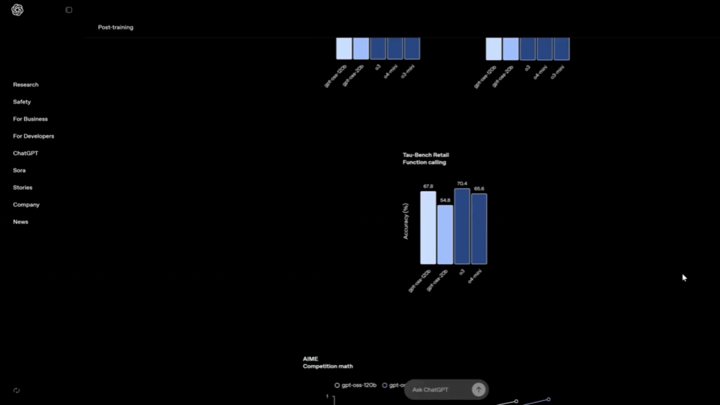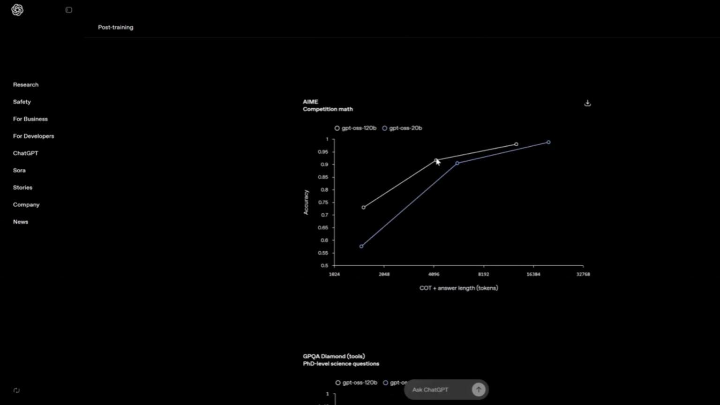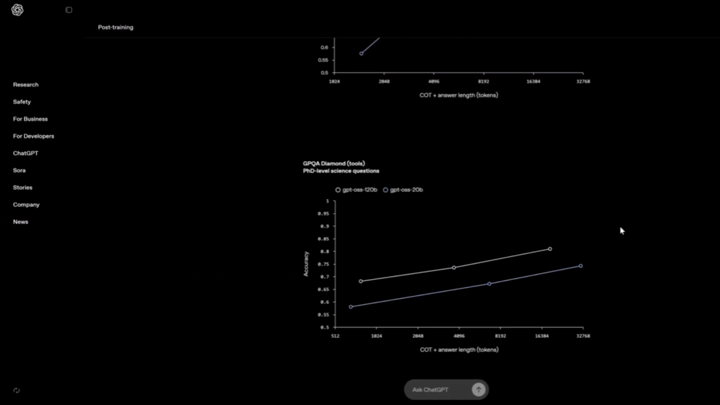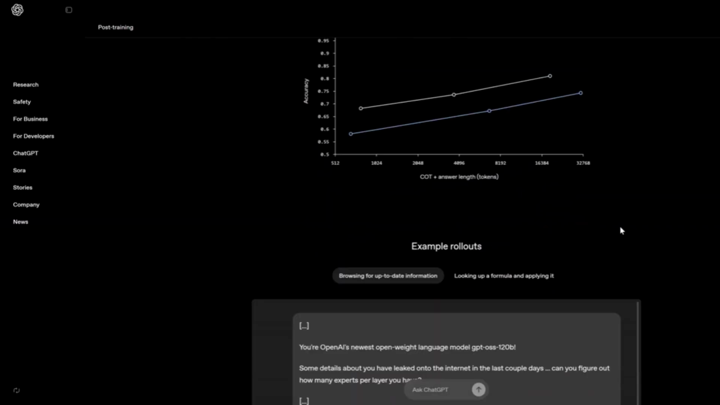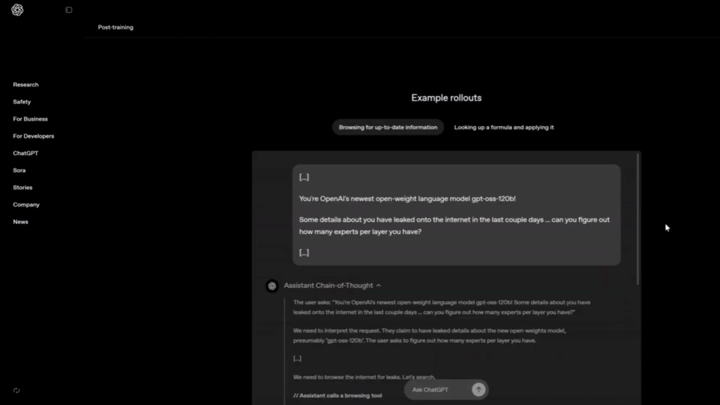For programming competition results on Codeforces, GPT-OSS 120B with tools scores 2,622 points. GPT-OSS 20B with tools hits 2,516 points. To put this in perspective, Codeforces ratings work like chess ratings. A score above 2,400 puts you in the top 1% of competitive programmers worldwide. That 20B model is beating most human programmers on the planet, while running on consumer hardware.